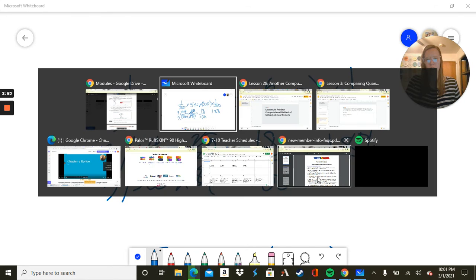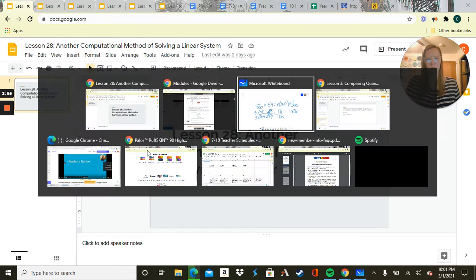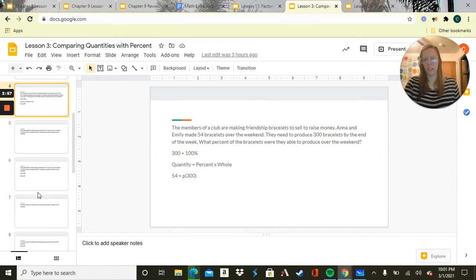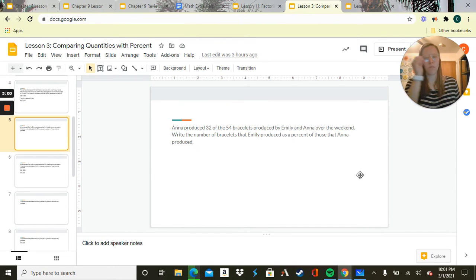So next question. My apologies again. Anna produced 32 of the 54 bracelets produced by Emily and Anna over the weekend. Write the number of bracelets that Emily produced as a percent of those that Anna produced. So a lot of words there, but here we start. So 32 is our 100% in this case. So 22 is that quantity, because 32 and 22 is 54, equals P times 32.